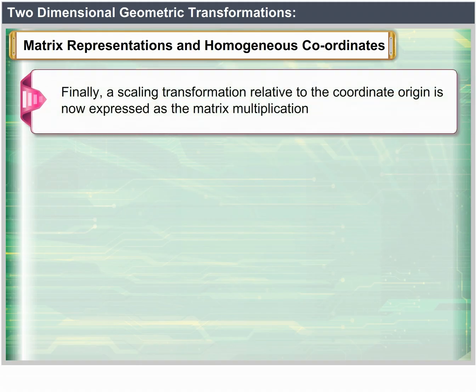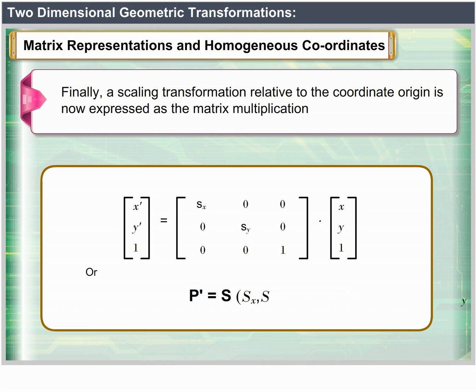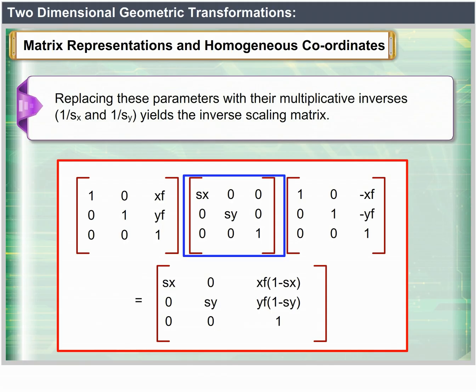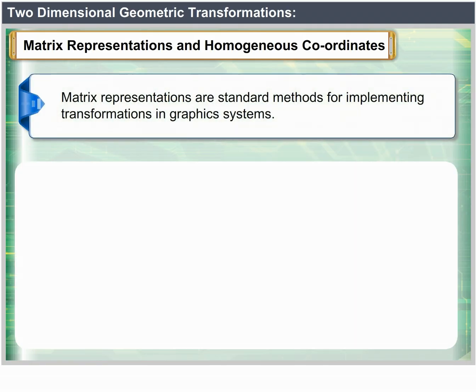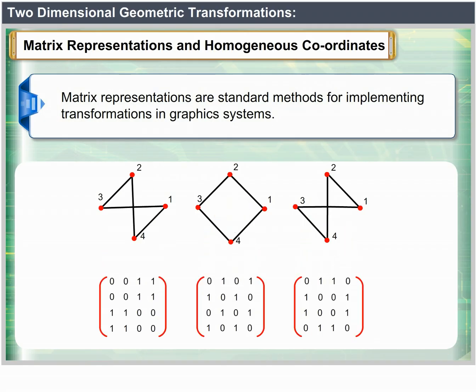Finally, a scaling transformation relative to the coordinate origin is now expressed as the matrix multiplication shown, or P' equals S of Sx, Sy into P, where S of Sx and Sy is a 3 by 3 matrix with parameters Sx and Sy. Replacing these parameters with their multiplicative inverses, 1 by Sx and 1 by Sy, yields the inverse scaling matrix. Matrix representations are standard methods for implementing transformations in graphic systems.